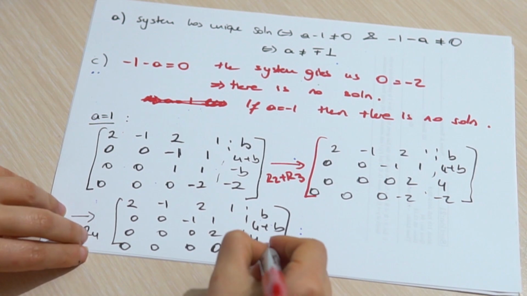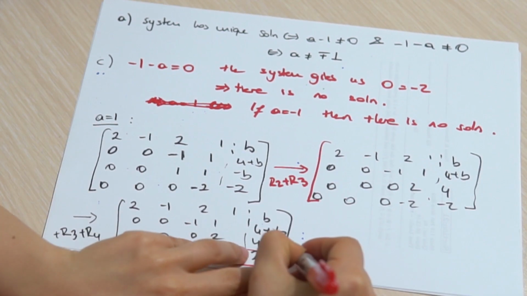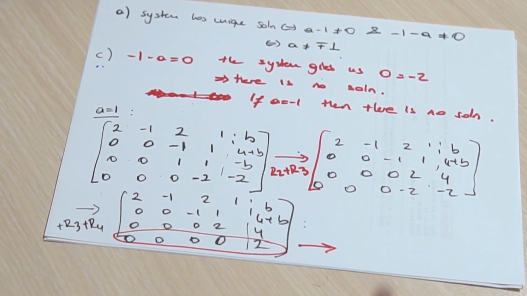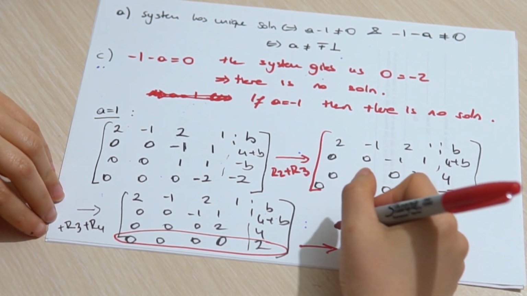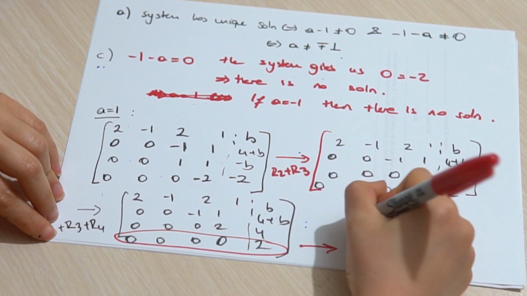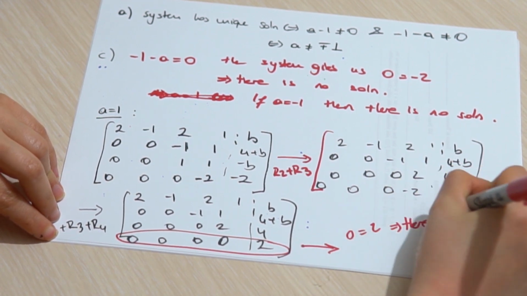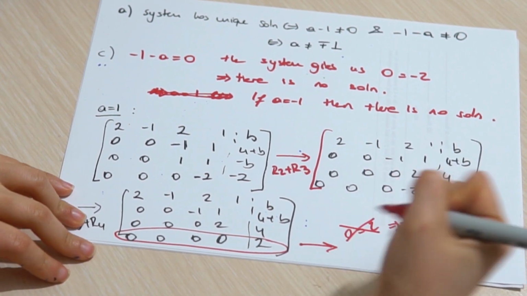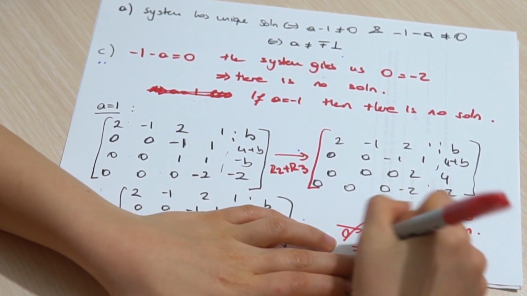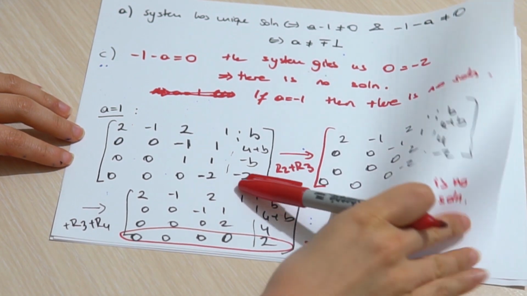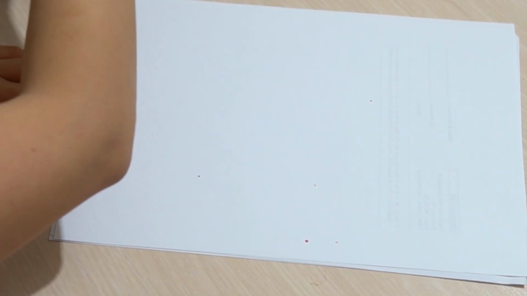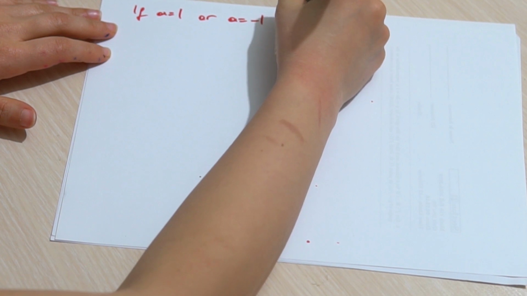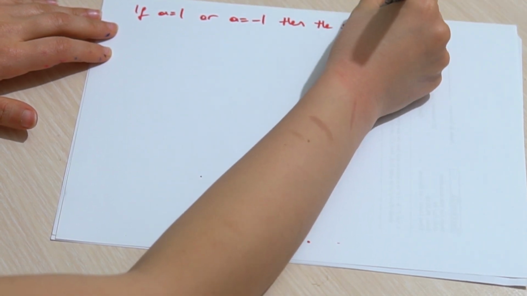Again, there is a bad row, right? So this gives us 0 is equal to 2, right? So there is no solution, because 0 is not equal to 2. So for part C, if a is equal to 1 or a is equal to minus 1, then the system has no solution.